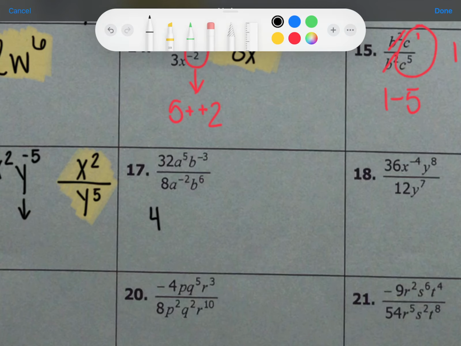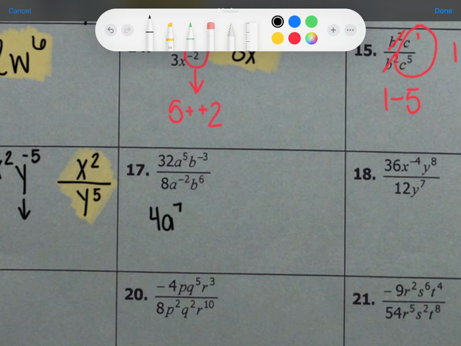Subtract your A's. Be careful here. Remember, there's that negative. So this is 5 minus negative 2. Ooh, just like the one above it. So that's going to become a plus. So hopefully you put down A to the 7th. So be careful when you are subtracting, especially when you're trying to subtract a negative. Is everybody good with that? Subtracting a negative makes it a plus.